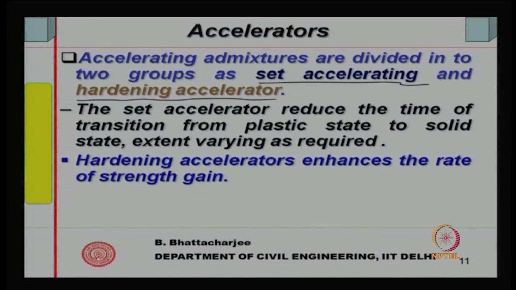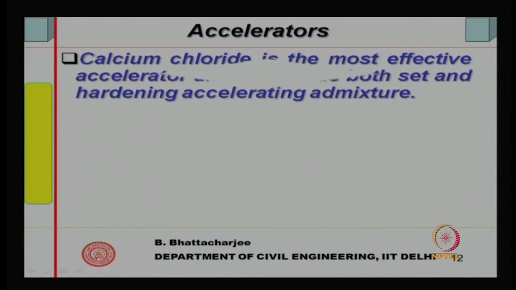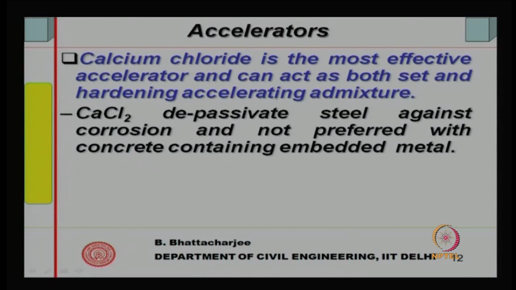Hardening accelerator enhances the rate of strength gain, that is what I just said, early strength you can get from here. Now, generally dosage varies from 0.5 to 2% on cement and usually are inorganic compounds. They are not organic formations, inorganic compounds. Calcium chloride used to be one of them. It is the most effective accelerator and can act as both set and hardening accelerating admixture. So, setting as well as hardening process it can accelerate, right.